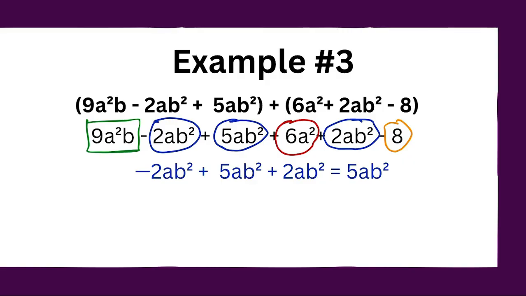Now, because my other terms don't really have anything around it to add or subtract it with, I'm simply going to put this into standard form. And what this would look like is 9a to the power of 2b plus 5ab to the power of 2 plus 6a to the power of 2 minus 8. So I rewrote this in standard form, and this is how you solve adding polynomials.